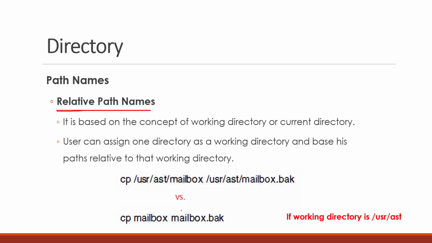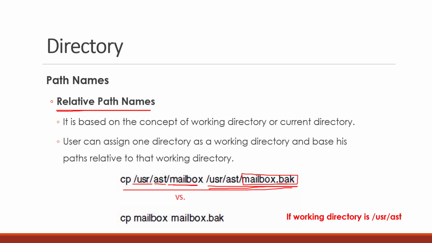So for example, you want to copy a file that is in user AST mailbox to a place which is like this, user AST mailbox.back. So basically what you are doing is copying this file into the same directory, right? You are just taking a backup of this file. You are copying the same file here, but changing the extension to .back. The file name is basically the whole thing, right? That's why the operating system will know, okay, this is a separate file, this is not the same file, right?